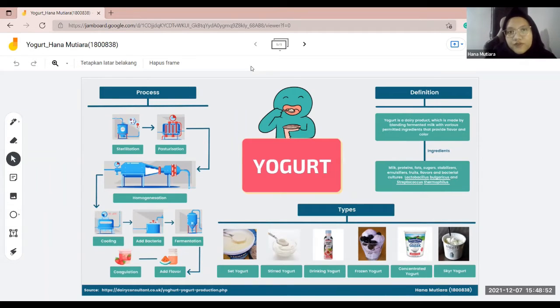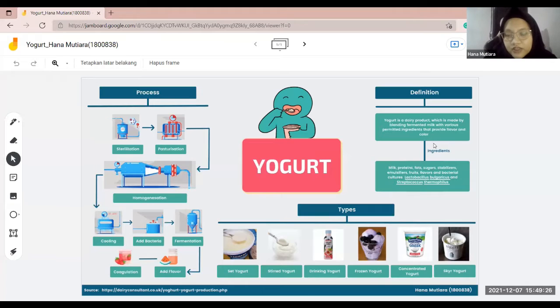I believe all of you know the taste of yogurt, right? Whether it is the drinking type or a more solid one. So what is yogurt? Yogurt is usually a dairy product. Why? Because it comes from the milk of mammals, whether it comes from the cow, buffalo, sheep, or any other mammal. And it is made by blending fermented milk with various fermented ingredients that provide flavor and also color.